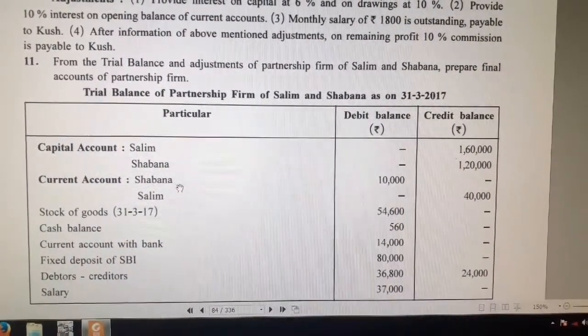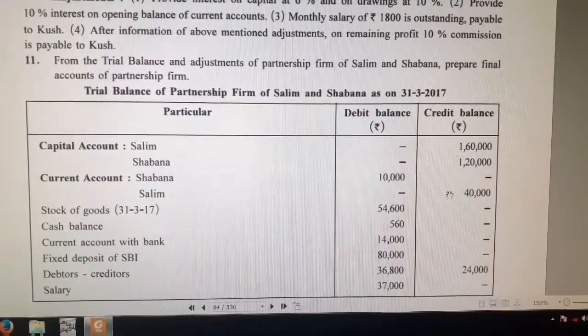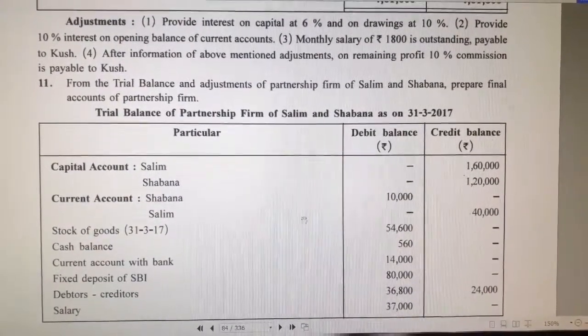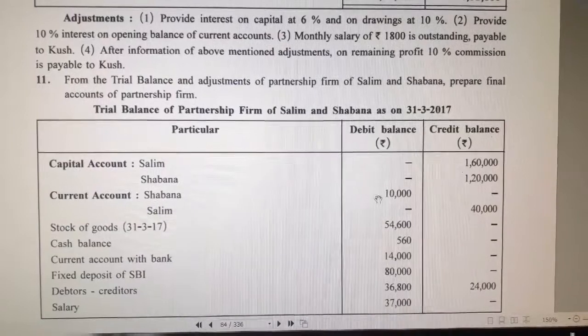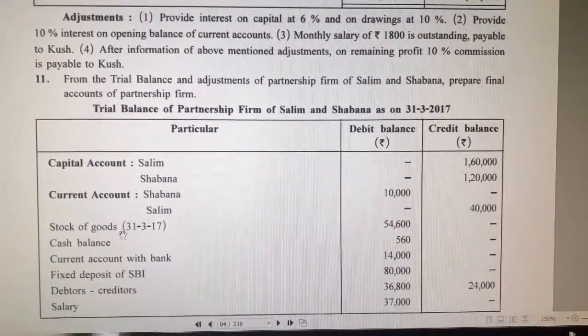Here one correction is there. By mistake the amount is interchanged. That's why I told you the 40,000 rupees, that is the credit balance of current account of Shabana, and 10,000 is the debit balance of the current account of Salim.